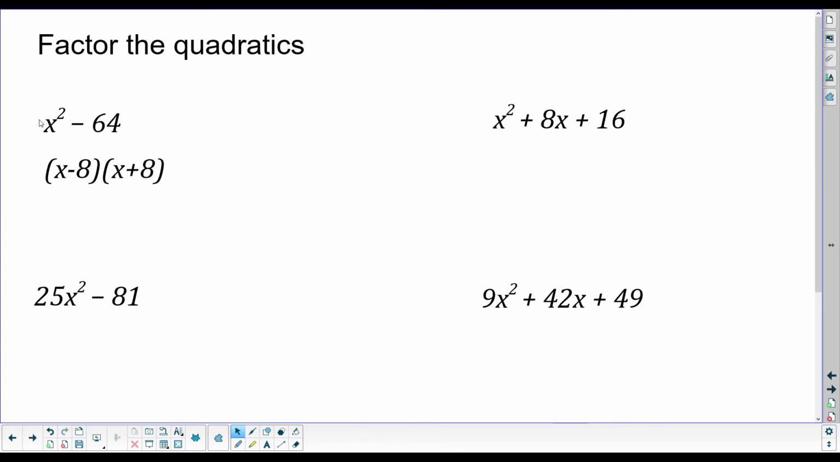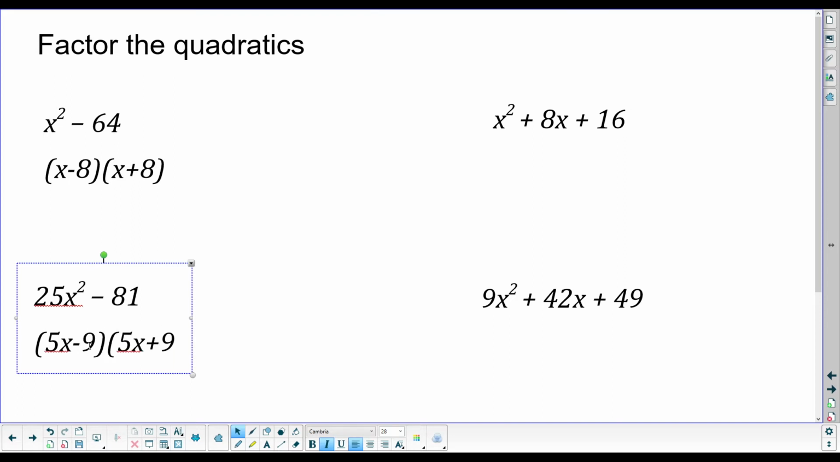Okay, the square root of x squared and the square root of 64. At this one, I also see that it's 2 perfect squares. 25x squared is a perfect square. 81 is a perfect square. And so this one's going to be 5x minus 9 and 5x plus 9. Okay. And it doesn't matter if I put 5x plus 9 first or 5x minus 9 second. It doesn't matter. They're still all being multiplied together. But the important part is to see that pattern.